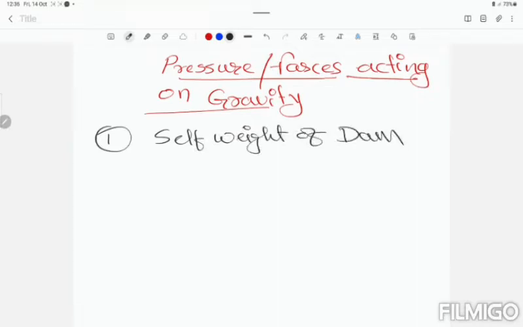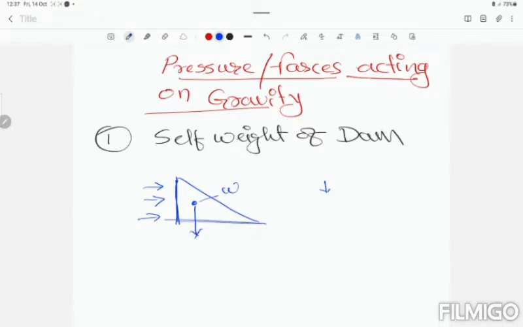The self weight of the dam is the total weight of the dam body, according to its specific gravity times the mass of that whole body, or that triangular portion. When we study the theoretical or elementary profile of a dam, it should be triangular. We will denote the weight by W. W always acts in the downward direction.